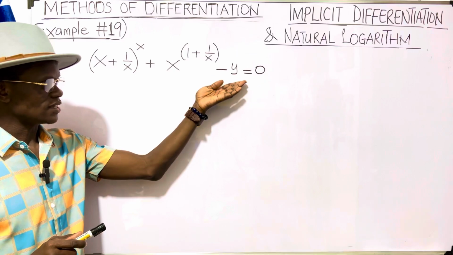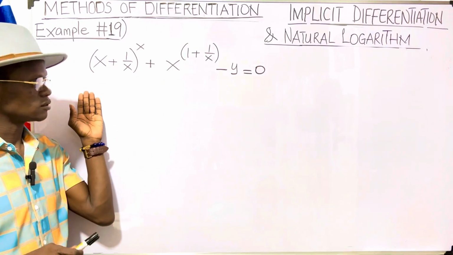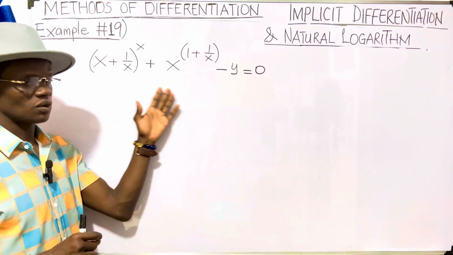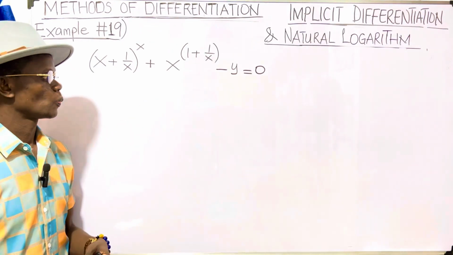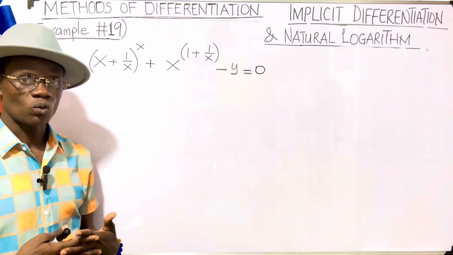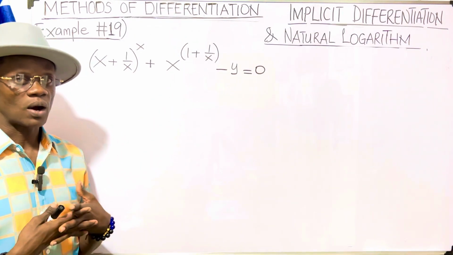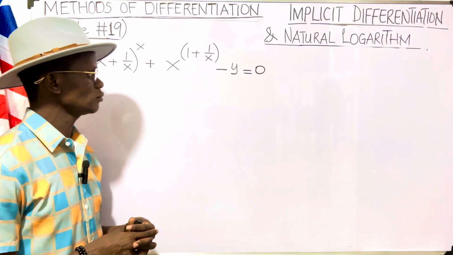Now why is it that we call this an implicit equation? Because x and y are mixed up. That is, y is not the subject of the equation. So when we differentiate y, we will attach y prime because y is the name of the function.